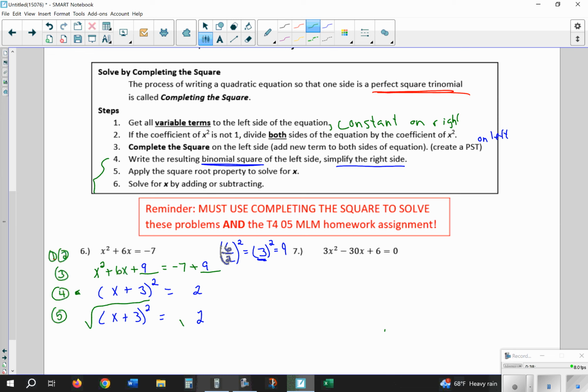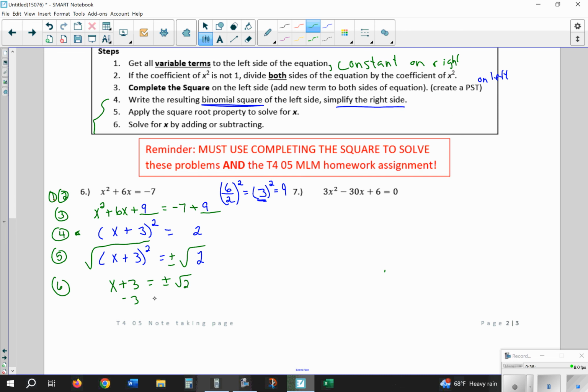Square root property, plus or minus. So I applied my square root property and solve. So we've got x plus 3 equals plus or minus the square root of 2. Subtract that 3 from both sides. And that represents my 2 exact answers.